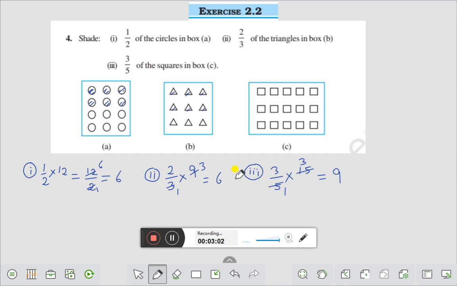You have to set 9 squares. That is 1, 2, 3, 4, 5, 6, this is 7, this is 8 and this is 9, right? Therefore, this is the solution of question number 4 of exercise 2.2.